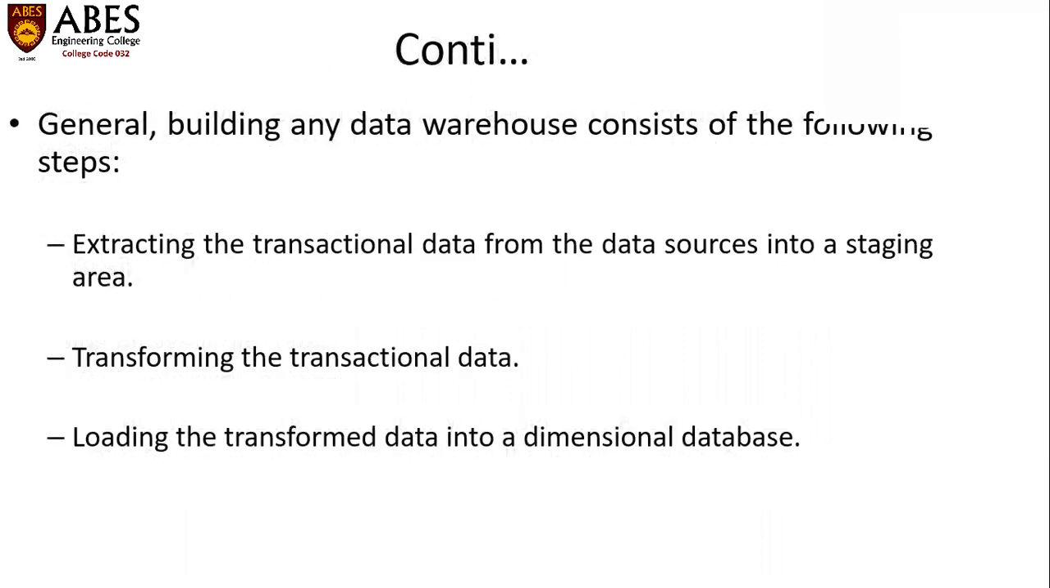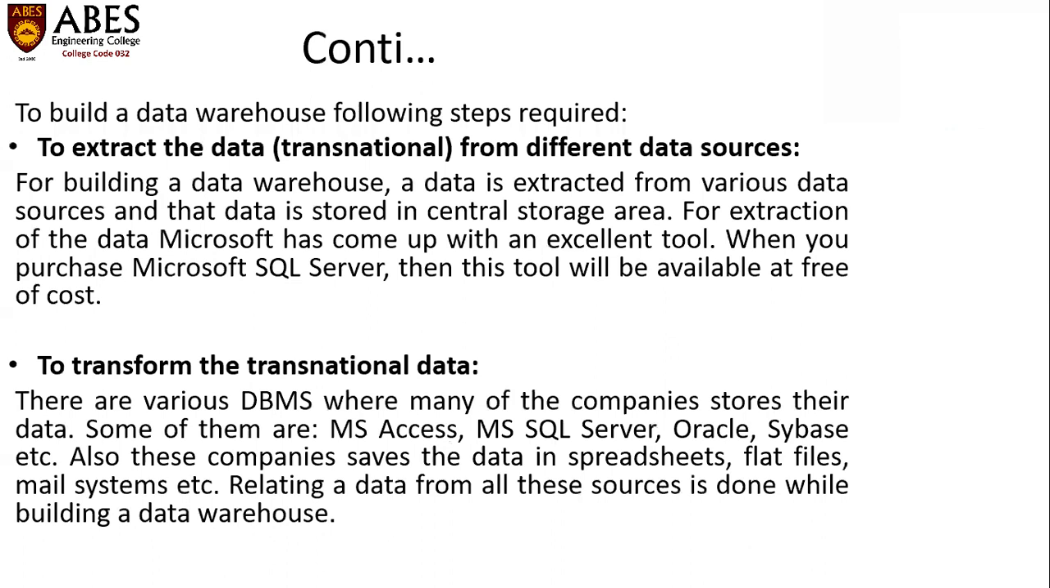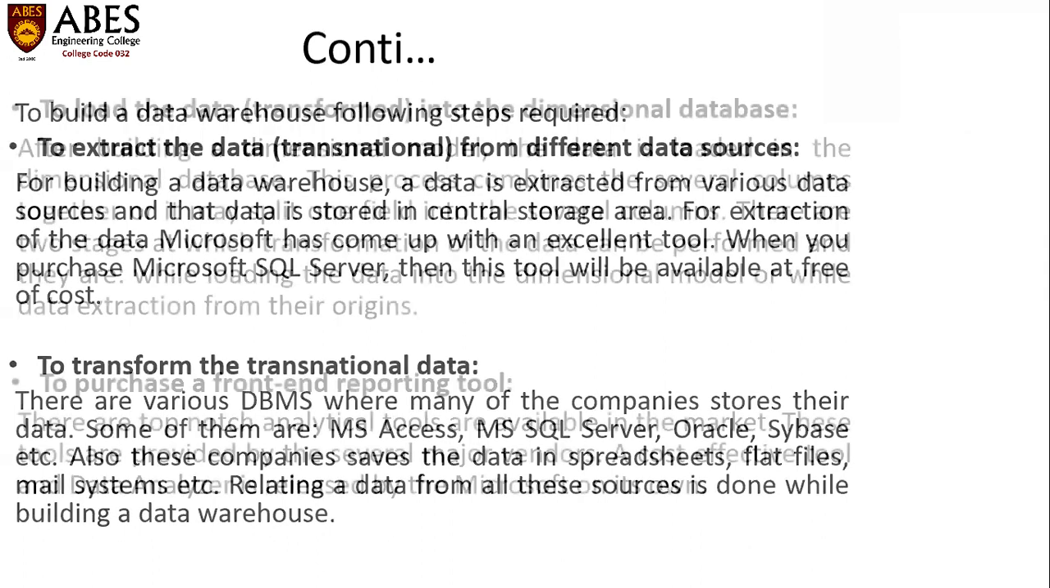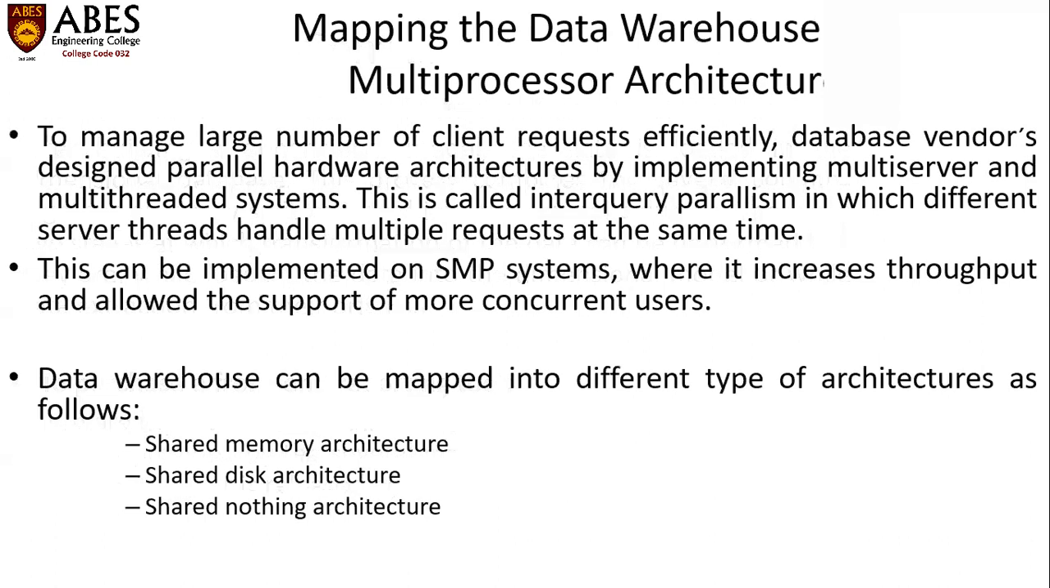We can say that after the extraction of the transactional data, the transformation of the transactional data is done, and the loading of the transactional data into the dimensional database is done. So ETL operations are applied over the data. To build a data warehouse, different steps are applied, of which the main ones are to extract the data, transform the transactional data, load this data, then apply a front-end reporting tool, and then map the data warehouse to the multiprocessor architecture.